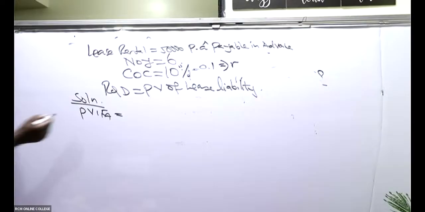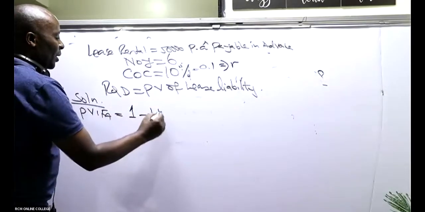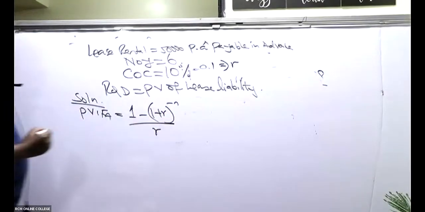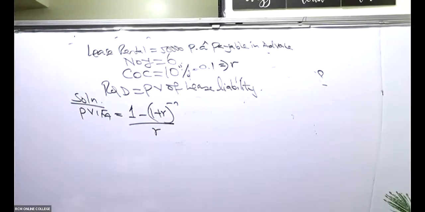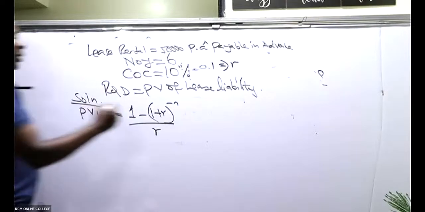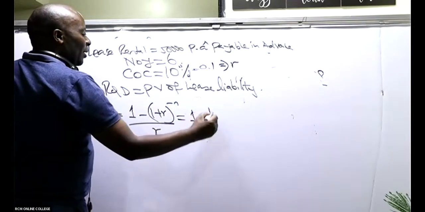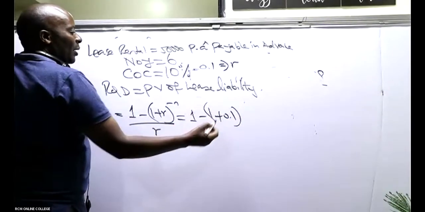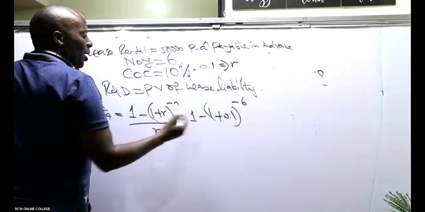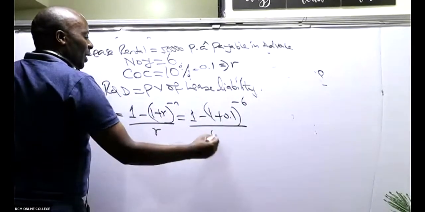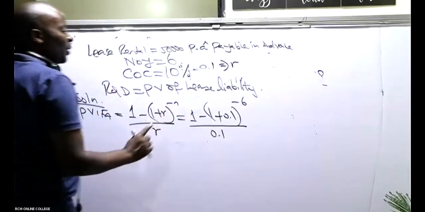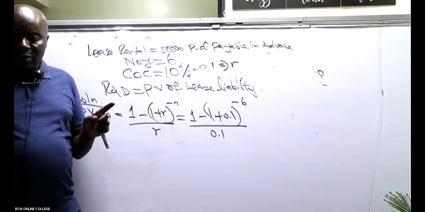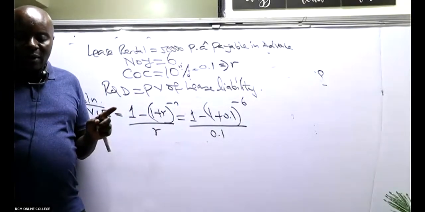So my PV-FA here will be 1 minus this simple formula, and then we divide everything by R. So now remember that this will be 1 minus 1 plus 0.1, because R is 0.1. This time around, this is raised to minus 6. And then we divide everything by R, which is 0.1. Please, everybody, ensure that you are able to get this using our calculators.